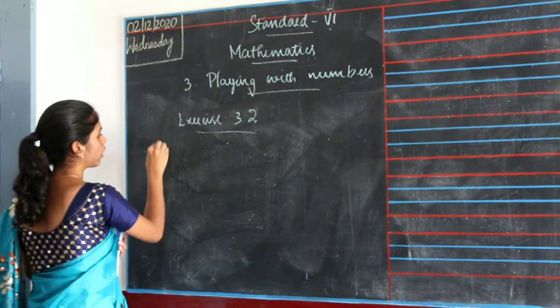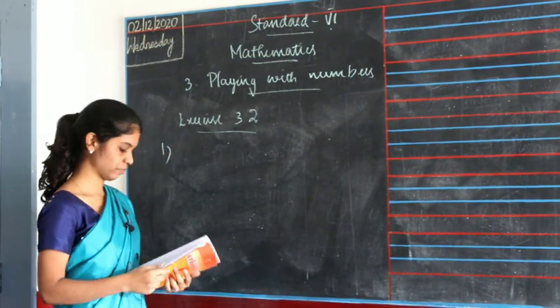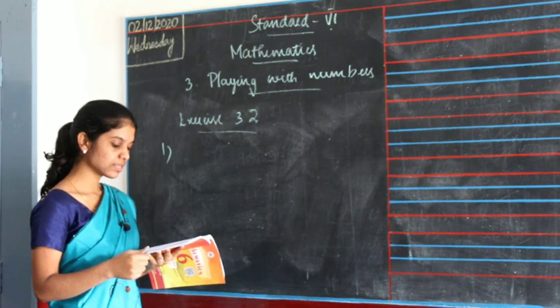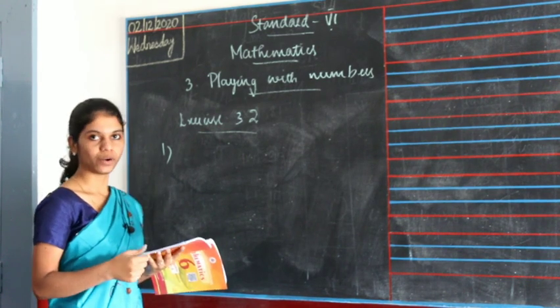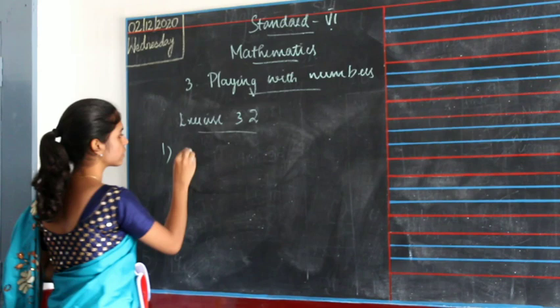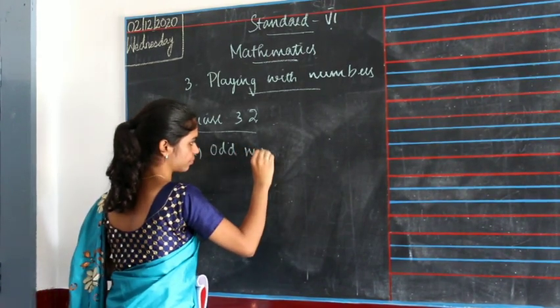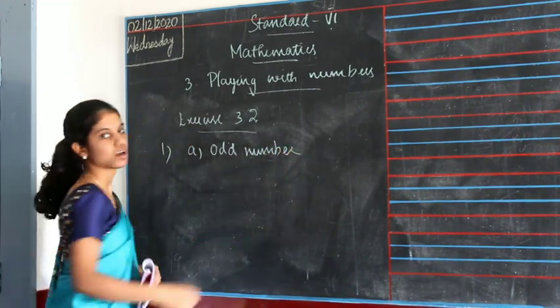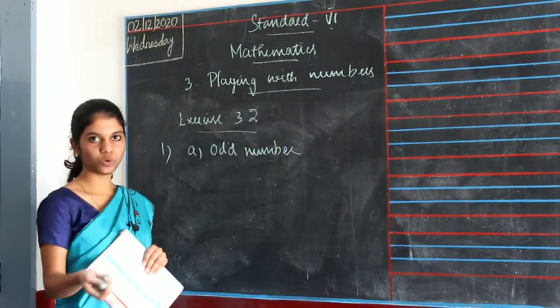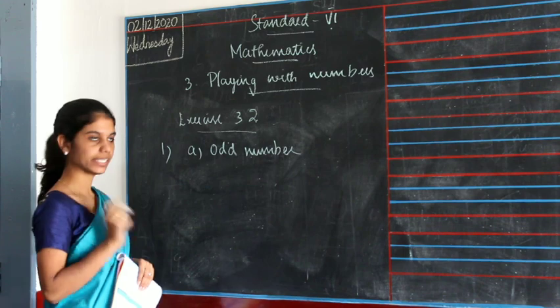Okay, so now we are going to solve the exercise problems. First one. What is the sum of any two odd numbers? If you add any two odd numbers, you will get an even number.